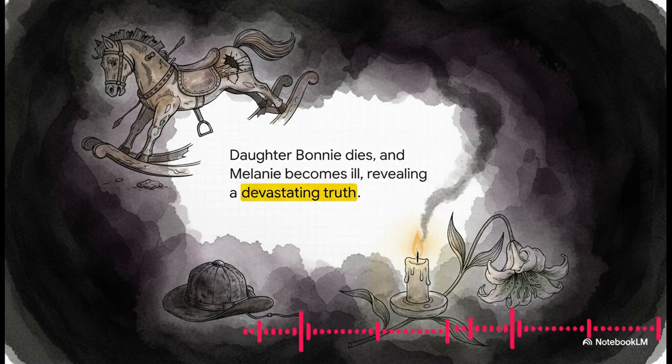Rhett absolutely adores her. She is his emotional anchor. But then tragedy strikes. Bonnie dies in a horse riding accident. It completely shatters Rhett. It destroys him emotionally and tears their marriage apart. Shortly after that, the pure-hearted Melanie becomes severely ill. And it is right here on her deathbed that Melanie reveals a devastating truth to Scarlett. Melanie tells her that Rhett is the one who has truly loved her all along.